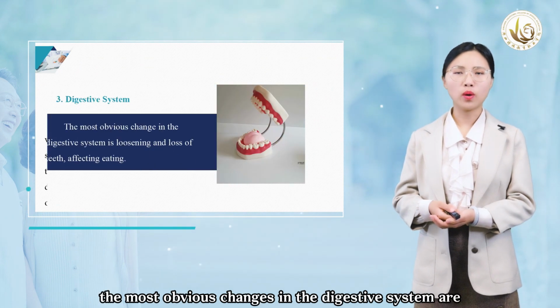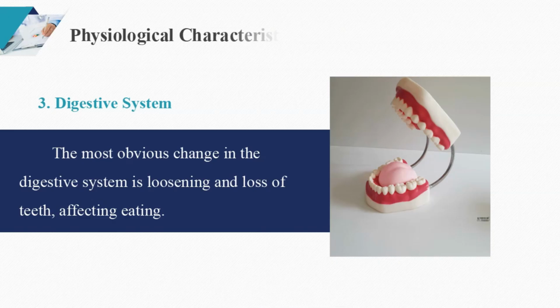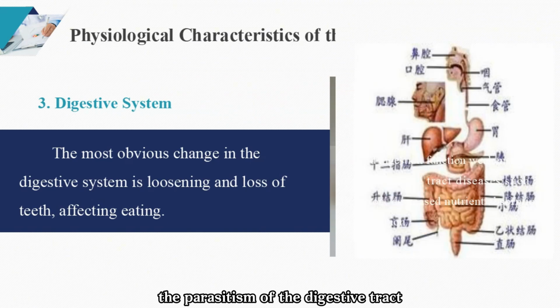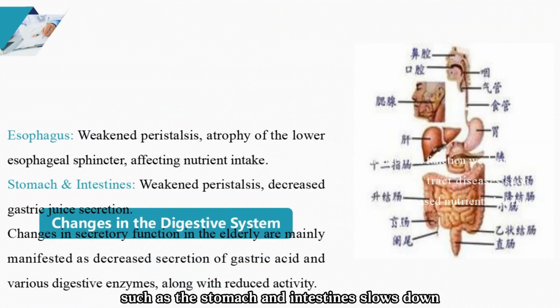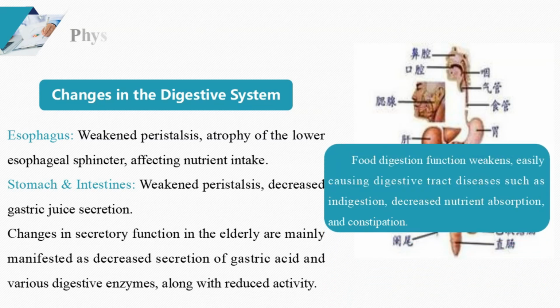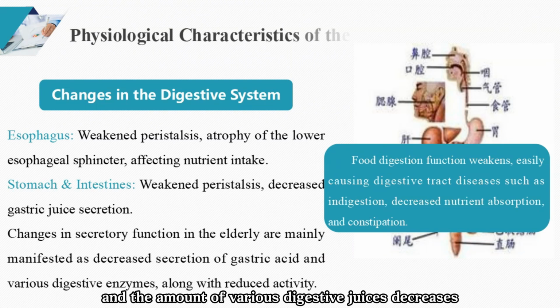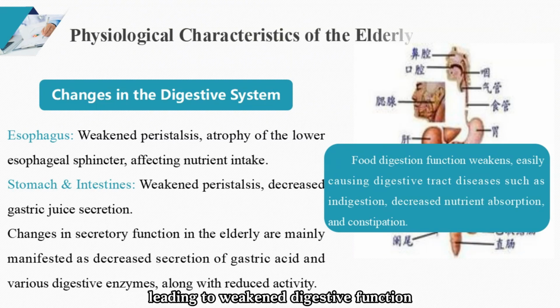The most obvious changes in the digestive system are loose and missing teeth, which affect eating. The peristalsis of the digestive tract, such as the stomach and intestines, slows down, and gastric emptying is delayed. The secretory function of digestive glands weakens, and the amount of various digestive juices decreases, leading to weakened digestive function, increasing the likelihood of digestive disorders such as indigestion, impaired nutrient absorption, and constipation.